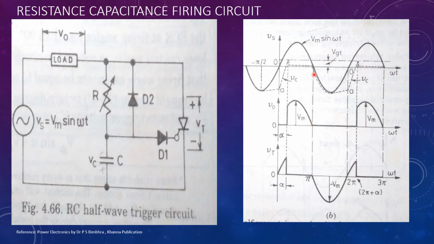After omega t equal to 180 degree, the source voltage reverses and a reverse voltage appears across the thyristor. Since a reverse voltage appears across the thyristor, it turns off. Load current is zero and load voltage is zero. After omega t equal to 2 pi, the cycle will repeat again.